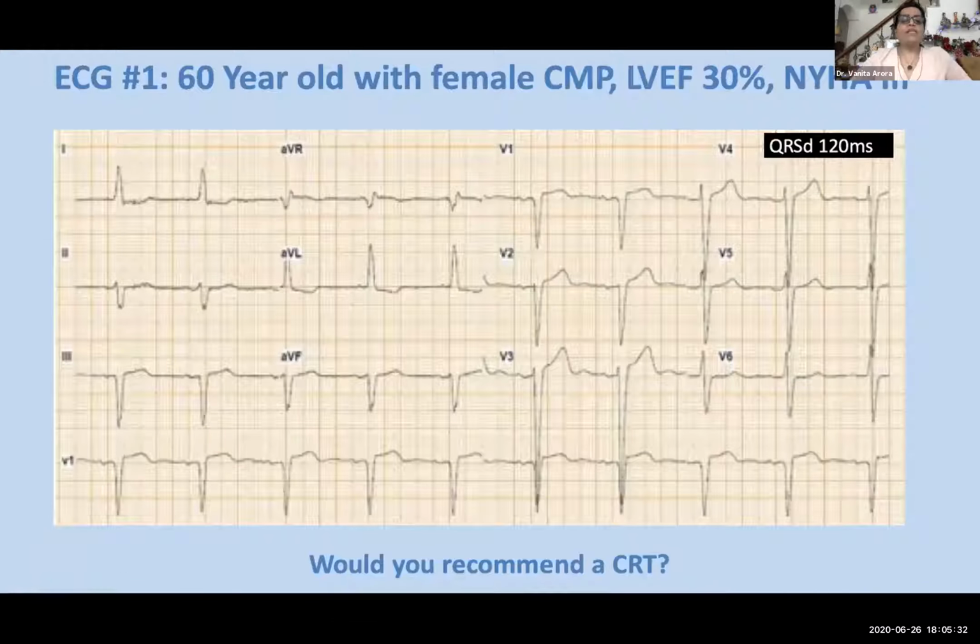Now, if we look at the ECG here, this is a 60-year-old female with non-ischemic cardiomyopathy, ejection fraction 30%, and symptomatic with NYHA class 3 despite medical therapy. Look at the ECG. Do you think you would recommend a CRT? Patrick, can I have the poll here, please? Is the 10 seconds over? Then we can have the result.